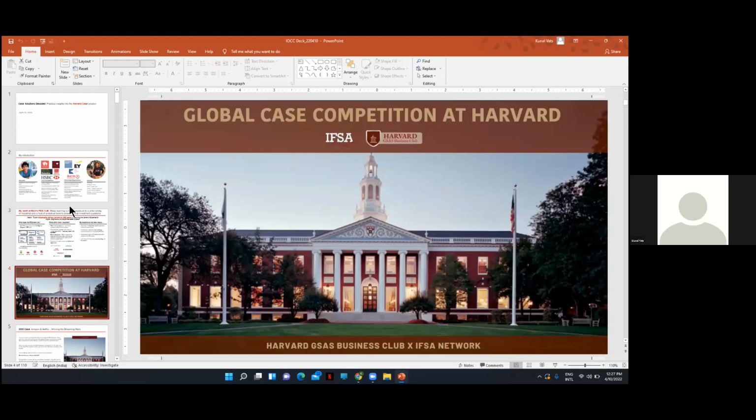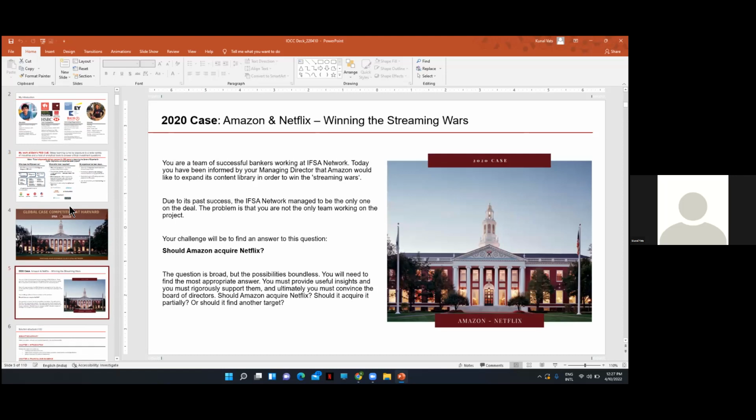All right. So this is about the global case competition at Harvard that happened in 2020. This is the case from 2020 that we had, Amazon and Netflix. You can go through the text that's given here, and I can even tell you what the gist is. Basically, the case was an M&A case, and we had to decide if Amazon should acquire Netflix, and if not, what should it acquire to expand its content library.